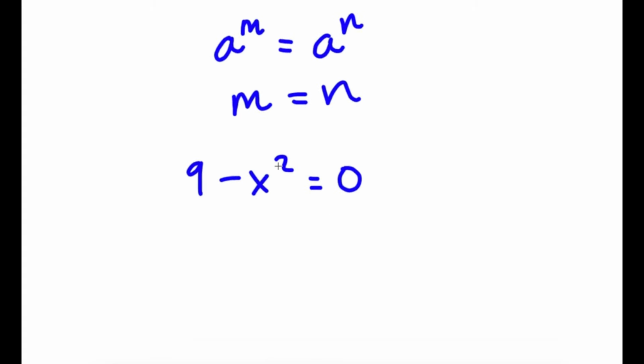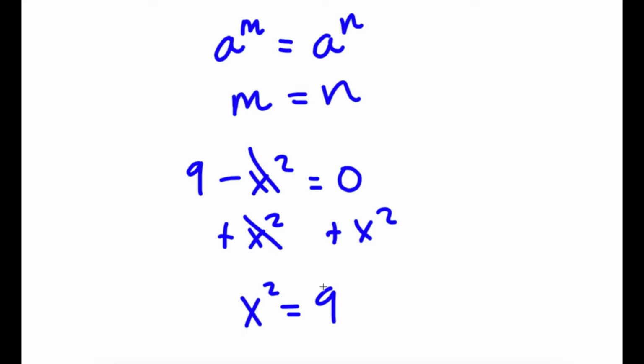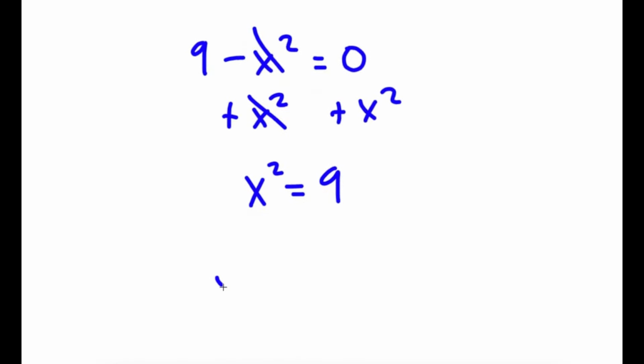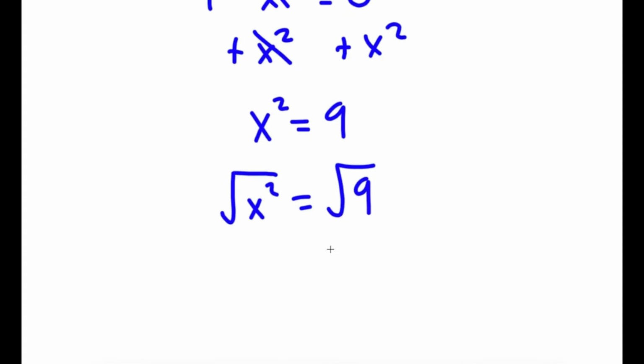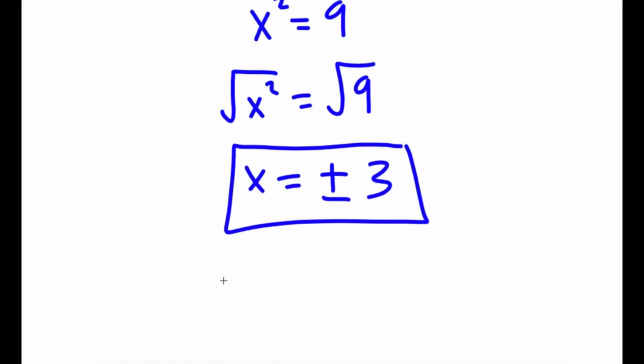So to solve this equation, I'm going to add x squared on both sides. So then these two cancel out, and then I have x squared is equal to 9. Now, I'm going to take the square root on both sides, so I have the square root of x squared is equal to the square root of 9. And the square root of x squared, that's x. The square root of 9, this can be positive or negative 3. So my two solutions for x are x equals 3 and x equals negative 3.